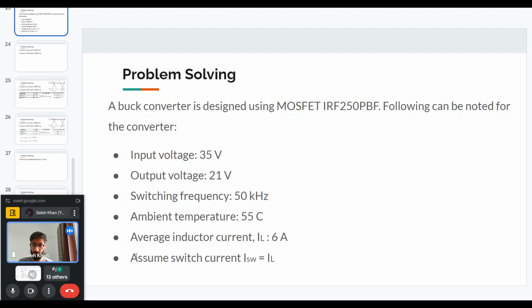And we are told that we have to assume that the switch current ISW is IL. So this is basically the current at which the device turns on and turns off. The question tells us that we have to take it as equal to the inductor current, which in this case is 6 amperes.